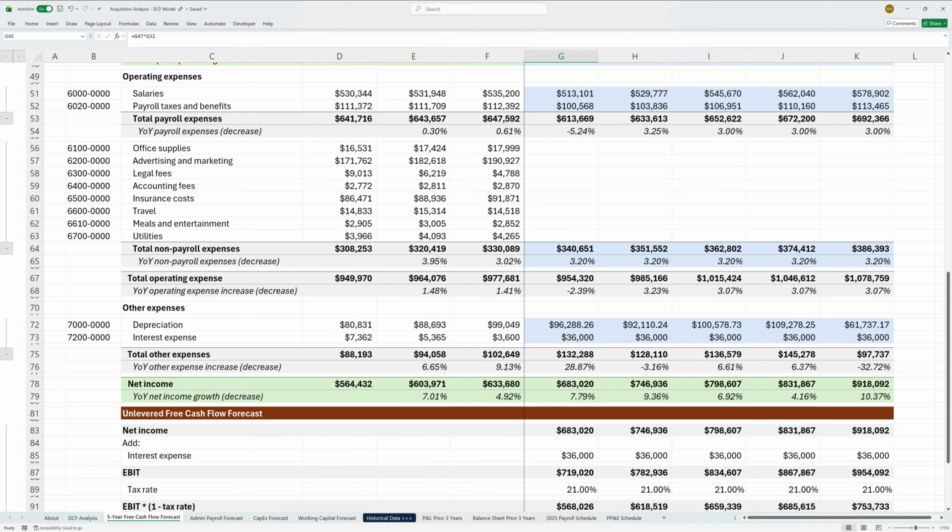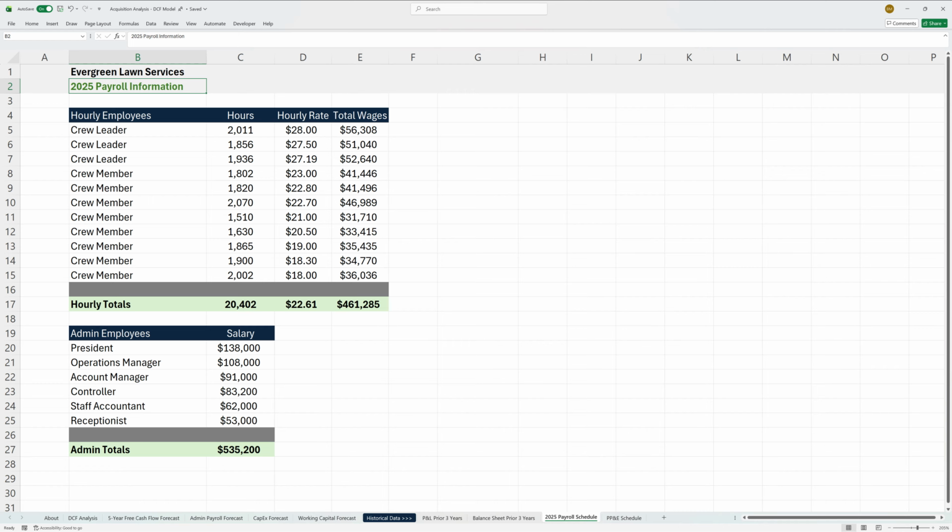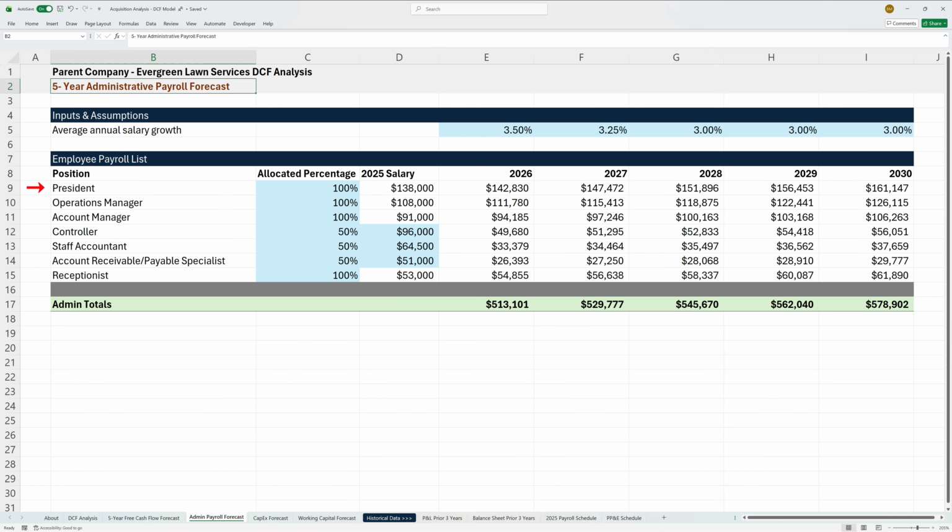Then for our operating expenses, we performed a zero-based analysis of what the administrative salary structure would look like under our management. You can see Evergreen provided us with this 2025 payroll summary. And while we're not interested in the hourly calculations, as that will be captured in our gross profit percentage estimation, we did perform our own analysis of the admin salaries. You can see that here, and while the president, operations manager, account manager, and receptionist all remain, we are planning a bit of a shakeup to the accounting team.